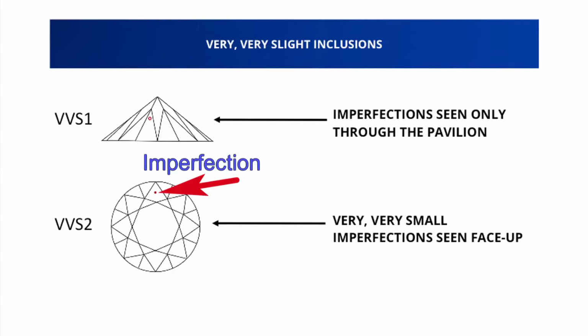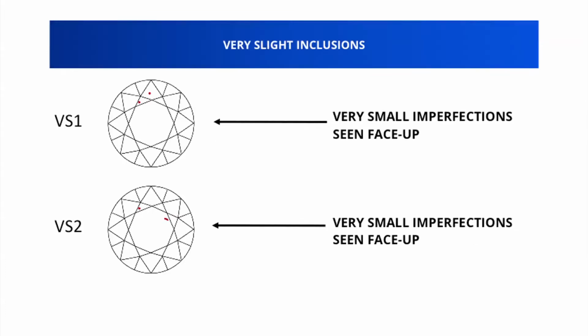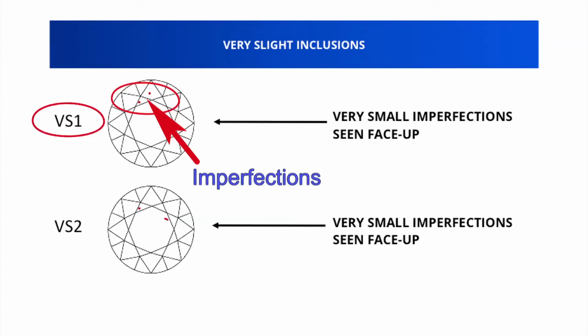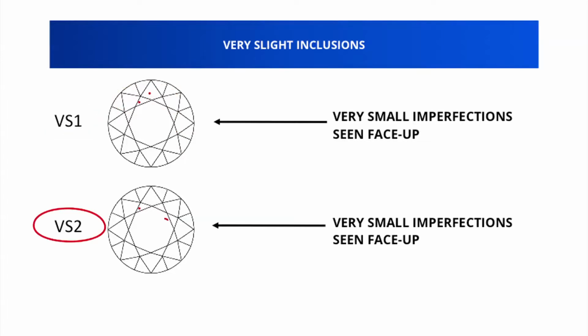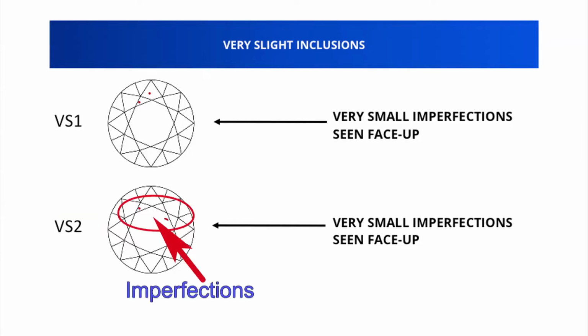I've just put one little dot there to indicate to you that it's very, very small, but it's only one very small thing. Then we get to the VS grades, VS1 and VS2. What I've tried to demonstrate for you by putting a similar imperfection up near the star is put another one to indicate to you that we're getting slightly more. Very small inclusions 1 and very small inclusion 2. The 2 is obviously going to be slightly bigger than the 1.